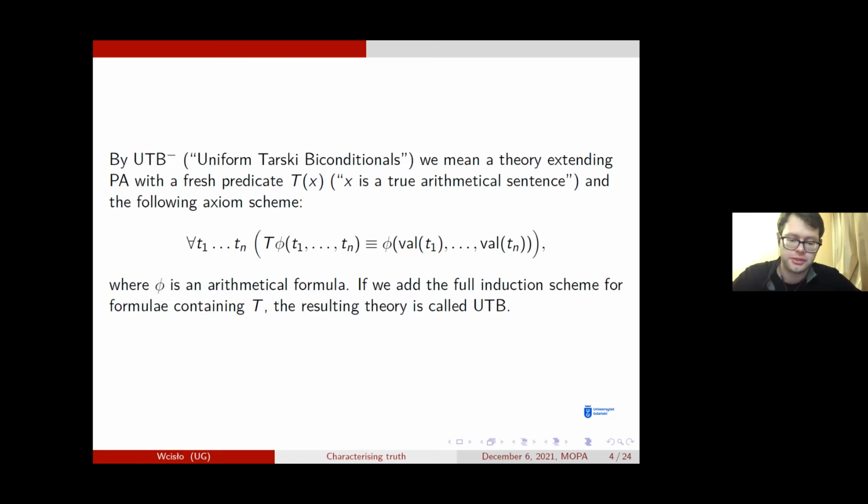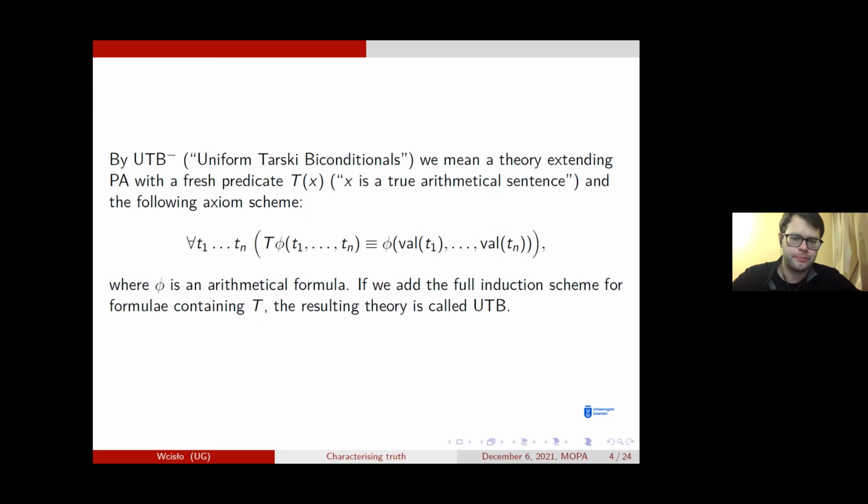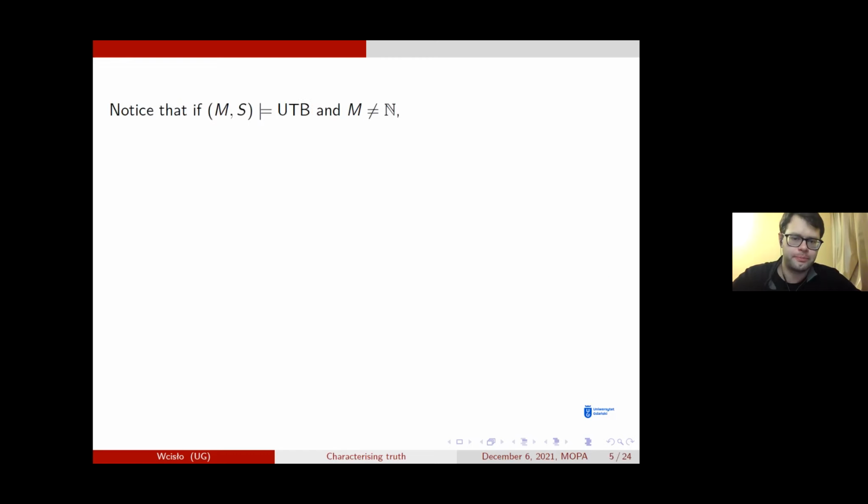You can add the full induction scheme. The resulting theory is called UTB, without the minus, and this is a theory of an inductive satisfaction class, so a very classical object of models of arithmetic. Okay. Right. So now there is a different characterization of UTB, slightly different, that will be of much interest to us.